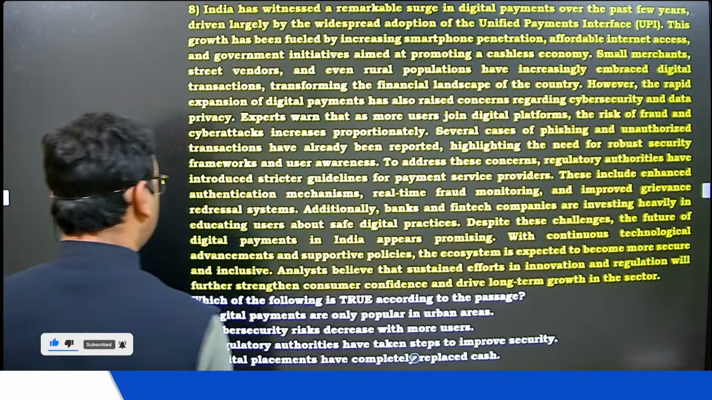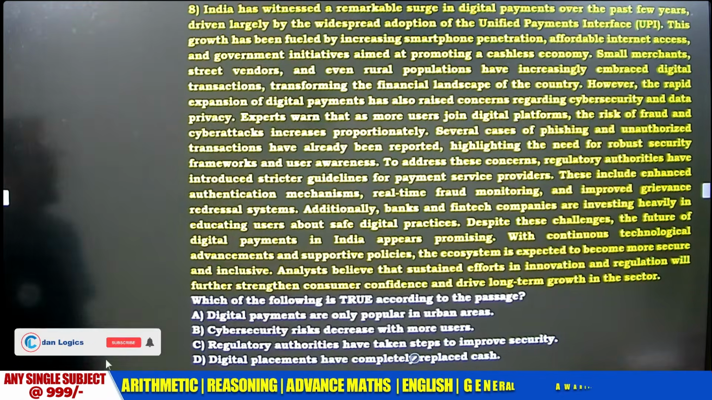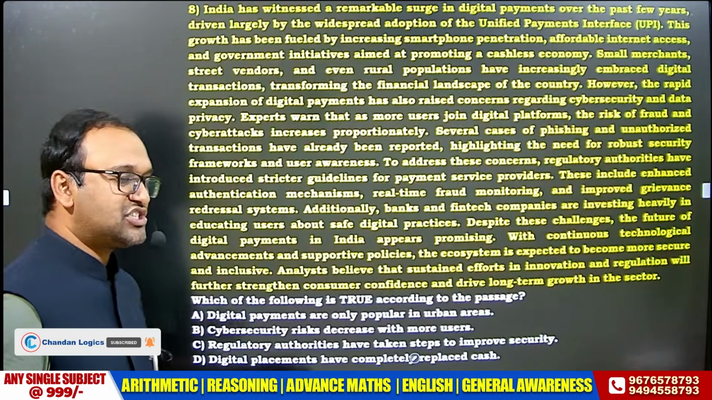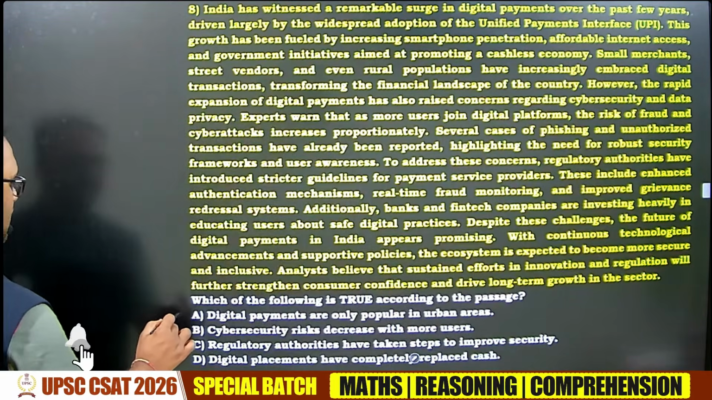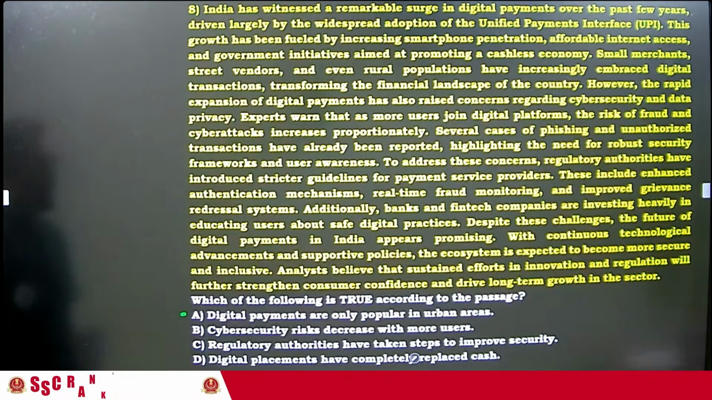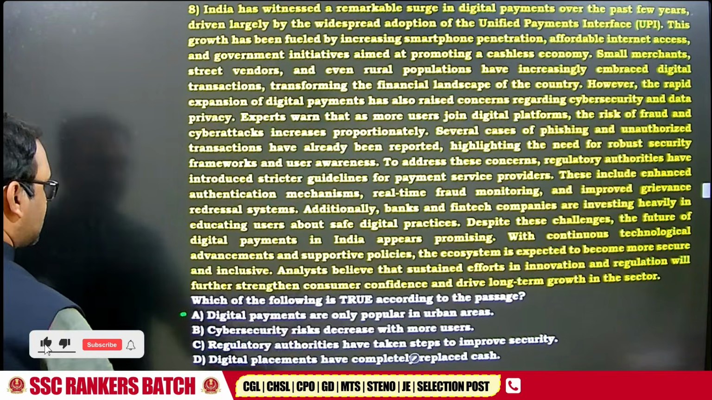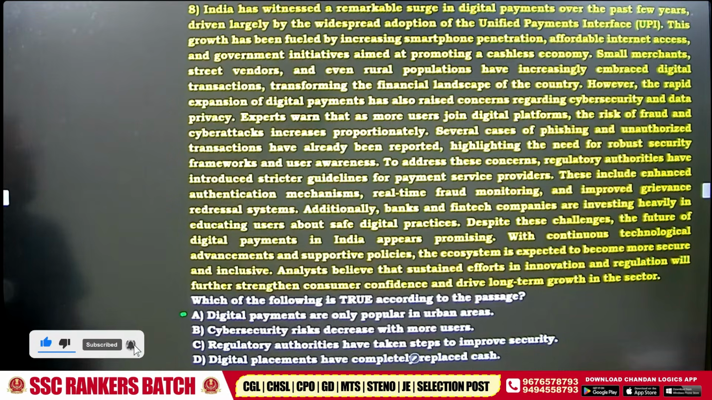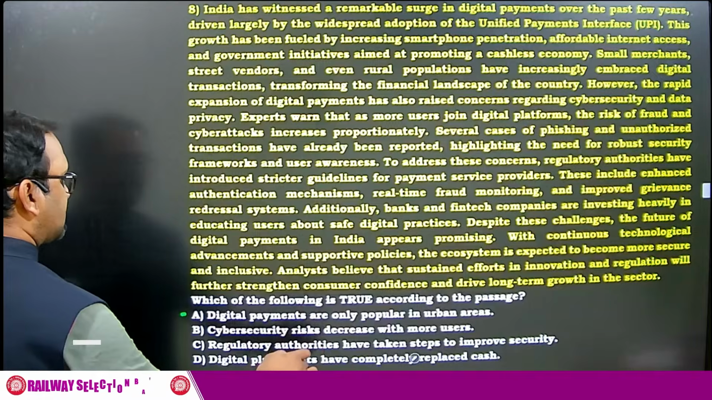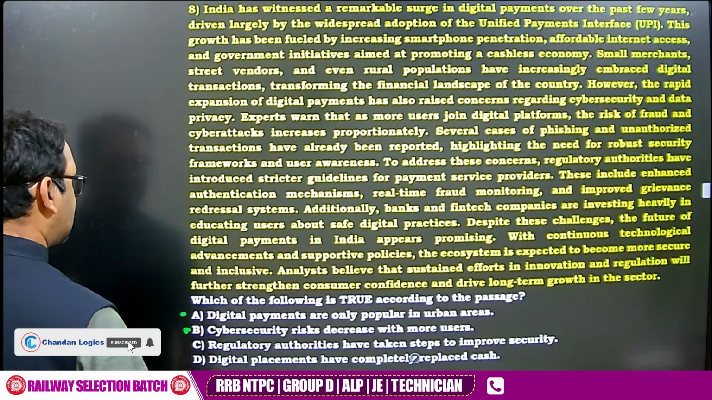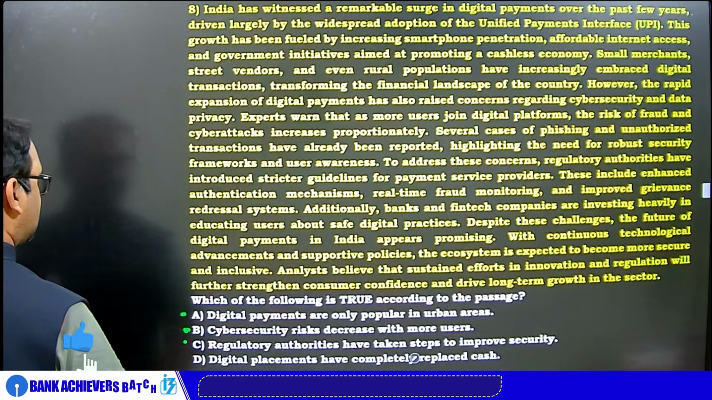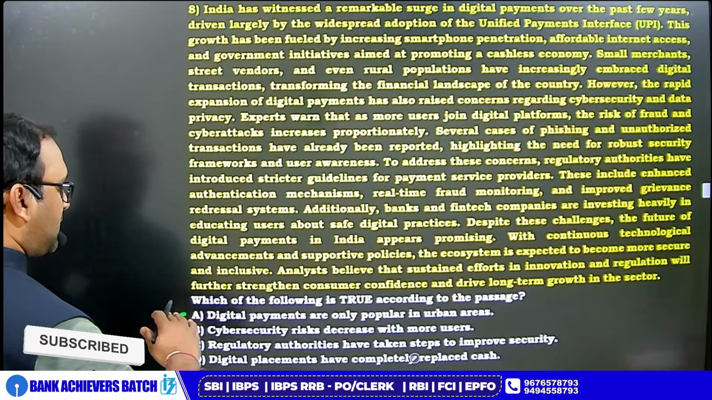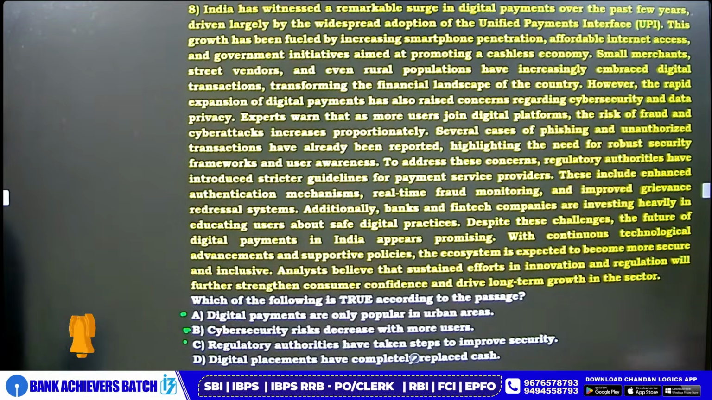Maybe can we try this question? Which of the following is true according to the paragraph? Shyam sir, how can we answer this question without reading the paragraph? Let us try. Maybe it works. Digital payments are only popular in urban areas. Cyber security risk decreases with more users. Regulatory authorities have taken steps to improve security. Digital payments have completely replaced cash. Do you think this is correct?